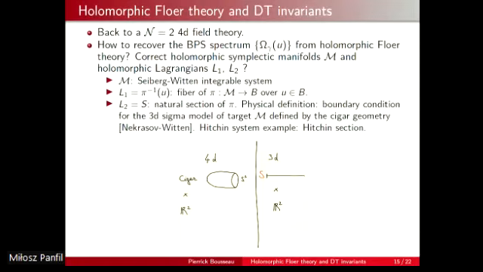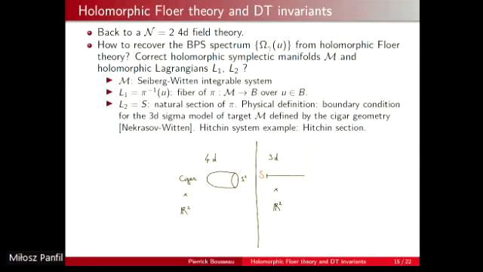So now I come back to my original question. My original question was about N=2 four-dimensional theories. And I wanted to recover the BPS spectrum out of a specific two-dimensional theory. And so now I'm claiming that you should do that by applying holomorphic Floer theory to this infinite-dimensional, two-dimensional picture.